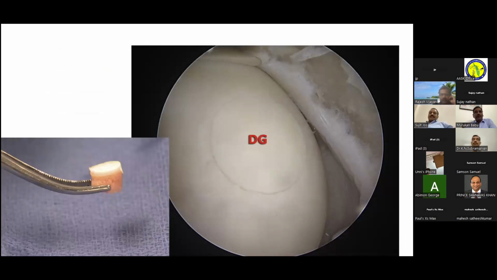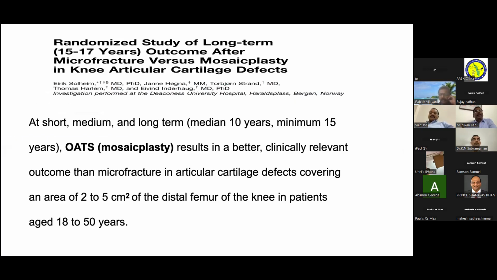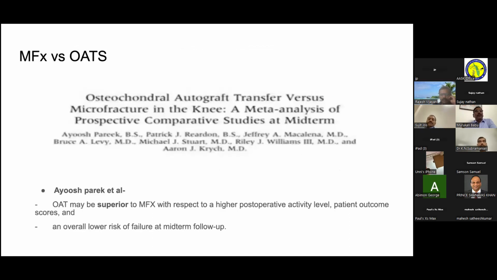Coming to the comparison of OATS and microfracturing, at short, medium, and long term, 10-15 years, OATS results in better clinically relevant outcomes than microfracture in articular cartilage defects covering areas of 2 to 5 centimeters square in patients aged 18 to 50 years. Another study also says that the OATS procedure is superior to microfracturing.